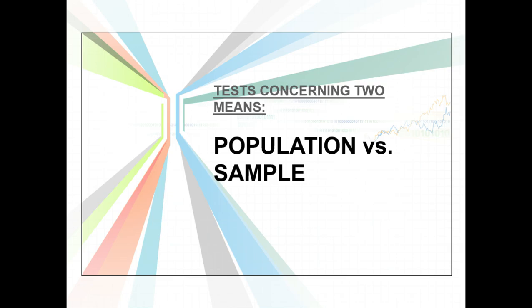So we want to compare if the population set of data is significantly different from our sample set of data, or the other way around. So we want to compare whether there is a difference or not between the data of the population and the data of our sample. This video will be focused on population versus sample, or the test concerning our two data sets, the population and the sample.